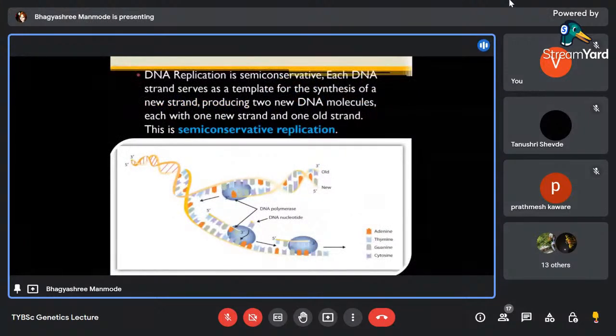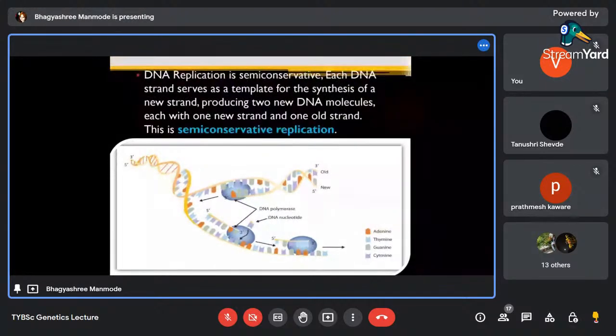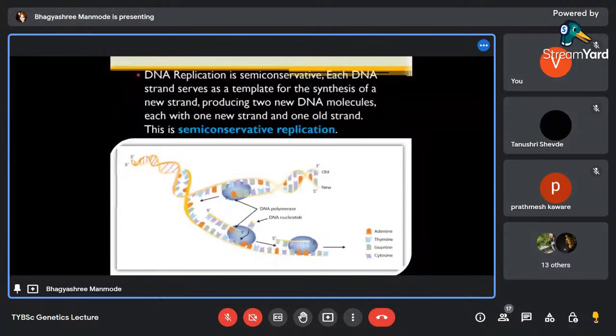DNA replication is semi-conservative. Each DNA strand serves as a template for the synthesis of a new strand, producing two new DNA molecules, each with one new strand and one parental strand. This is semi-conservative replication.